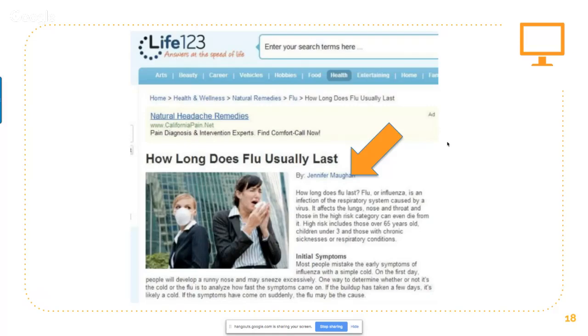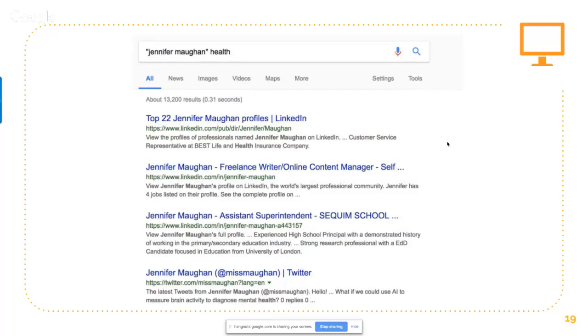Her name is Jennifer Mahan. And if I Google her name, so this is just from organic search, there's a lot of Jennifer Mahans out there. So I actually added the word health. I also tried searches with the word flu or medical or doctor, just trying to figure out, does Jennifer Mahan have expertise, authoritativeness, trustworthiness to write an article about the flu that I should trust?